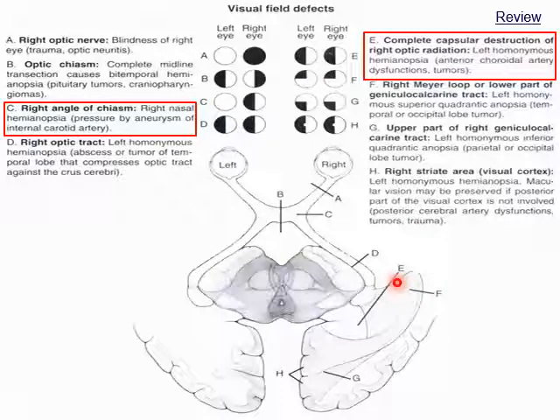If there is a damage in the upper part of the right geniculocalcarine tract, this is the upper part of the right geniculocalcarine tract, that will lead to left homonymous inferior quadrant anopia. Left homonymous inferior quadrant anopia due to the damage in the parietal lobe.